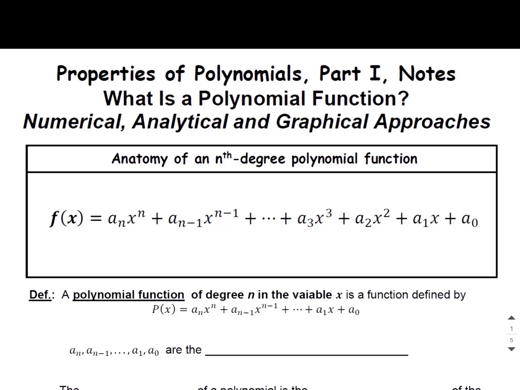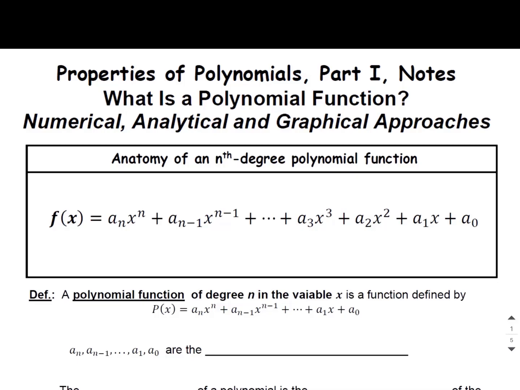f of x equals a sub n x to the n plus a sub n minus 1 times x to the n minus 1 plus dot dot dot plus a sub 3 times x to the third plus a sub 2 times x squared plus a sub 1 x plus a sub 0. That's really scary sounding. Really what it is, a number times x to a power plus a number times x to the next lowest power plus a number times x to the next lowest power until you run out of x's.